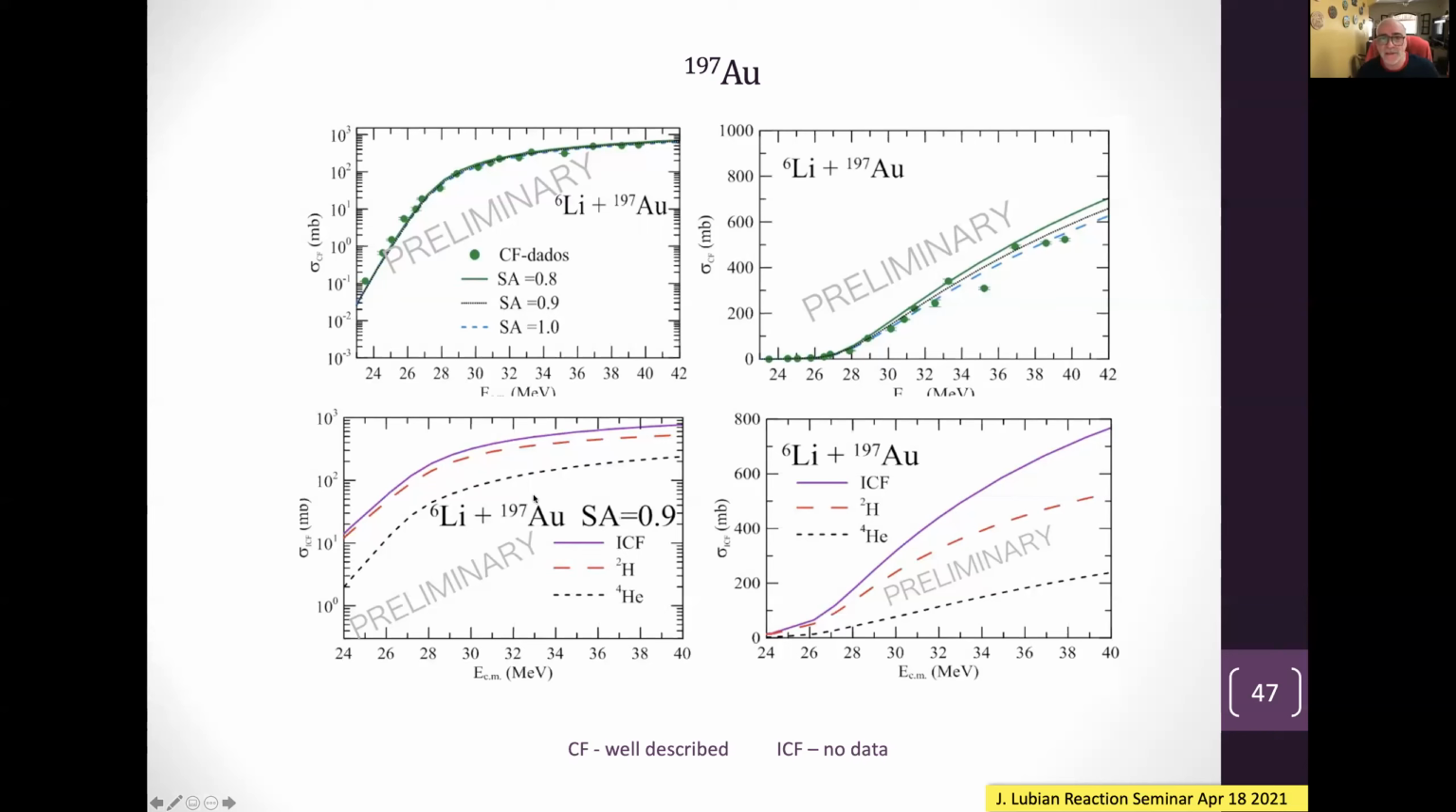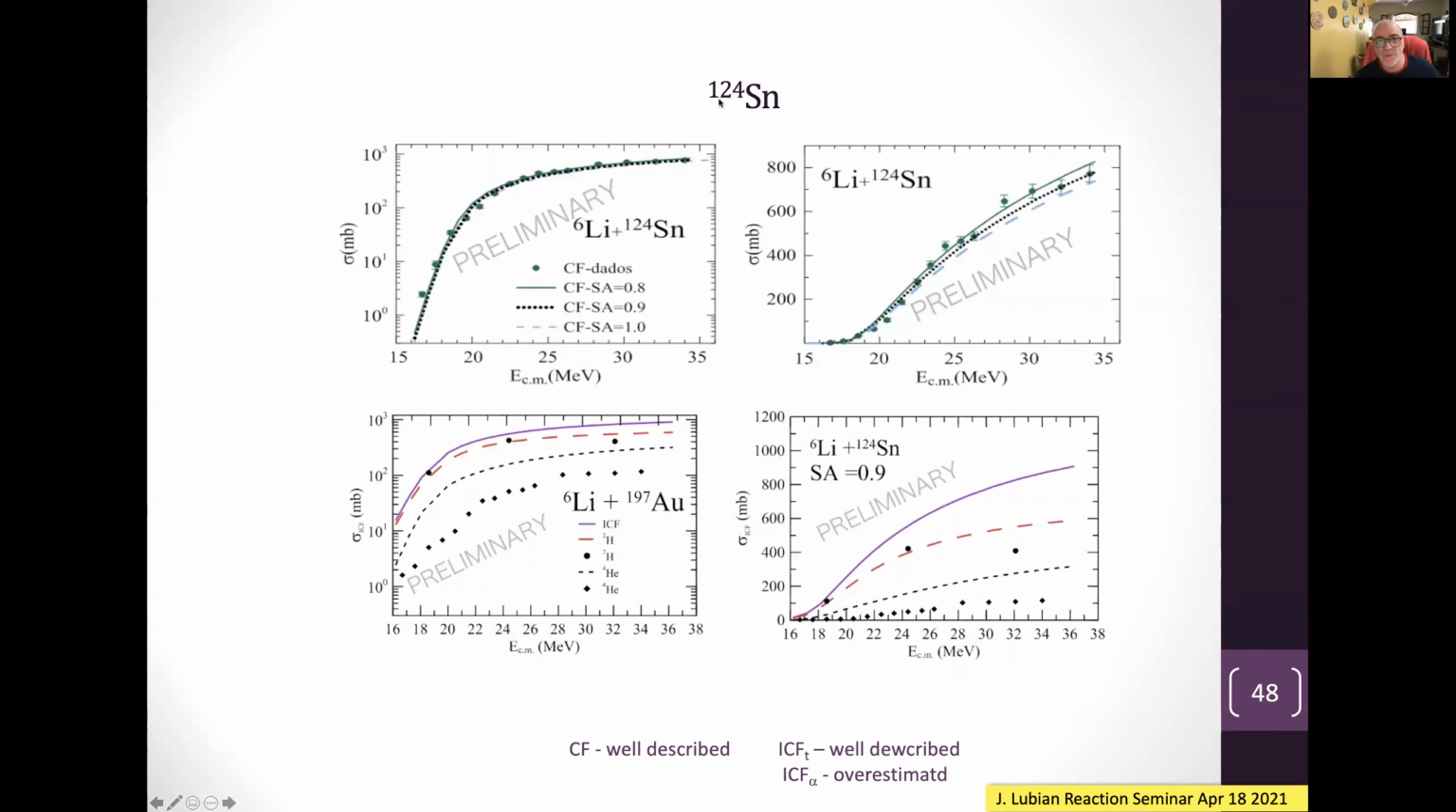In the case of tin-124, again, the complete fusion is quite well described. The incomplete fusion of Triton is well described. Again, the incomplete fusion of alpha is overestimated. So there is something that we have to discover, what is the reason for that.